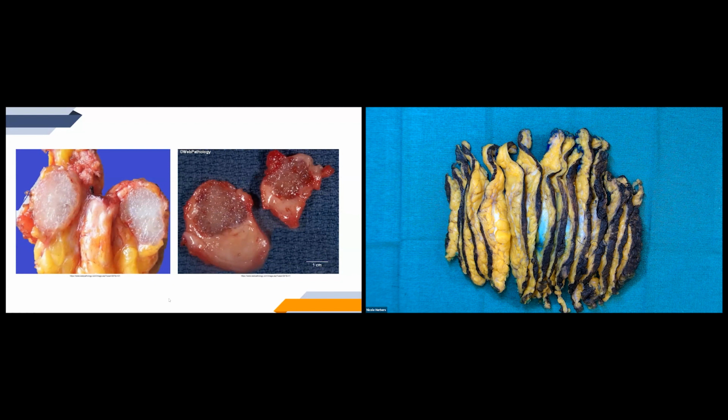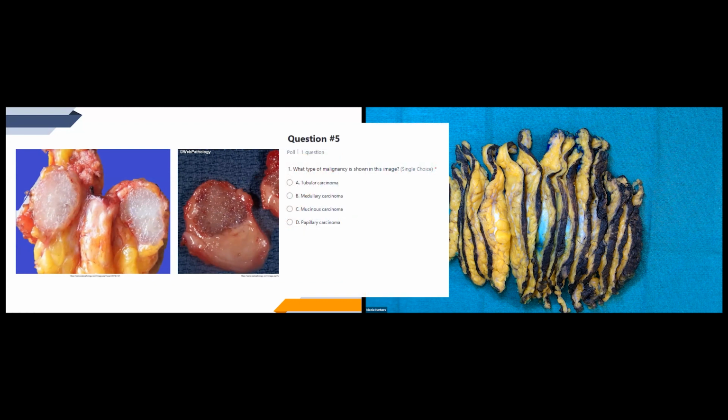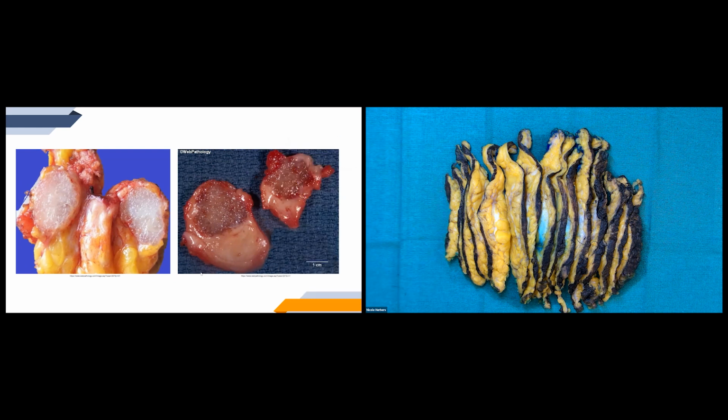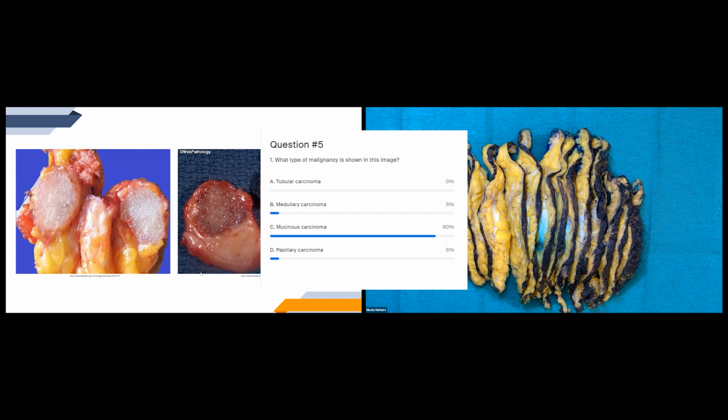So our next image here, I'll put up our next polling question. What type of malignancy is shown in this image? Okay, so I'll end the polling there. And yes, it is mucinous carcinoma. And you can tell that because of the very mucin-like appearance of this mass.